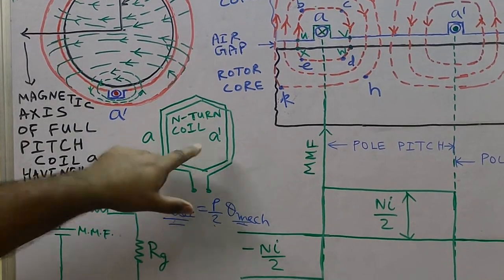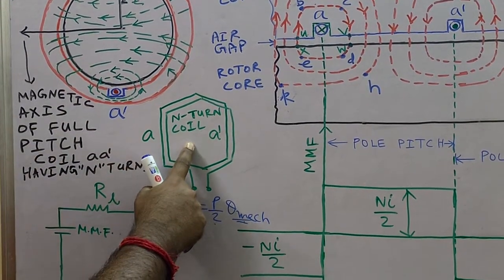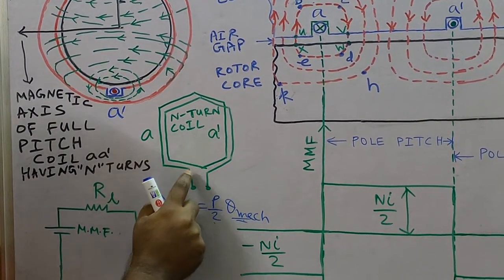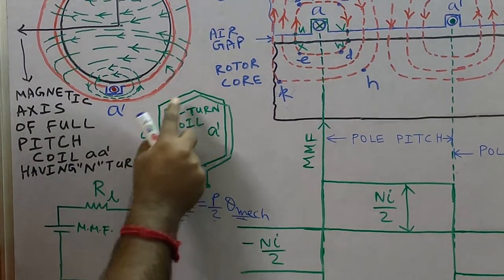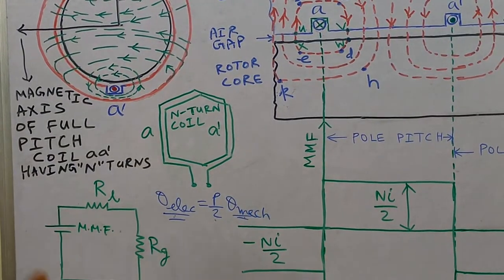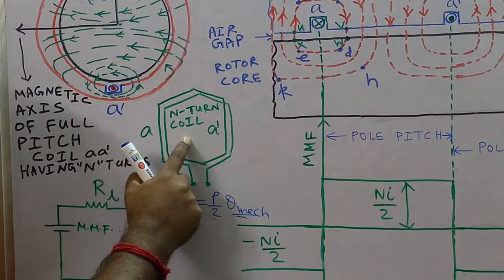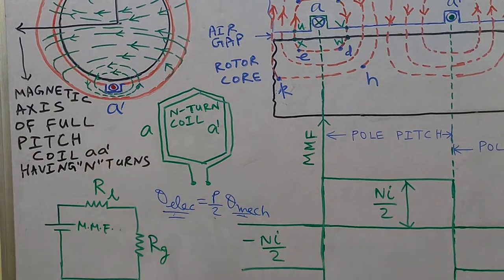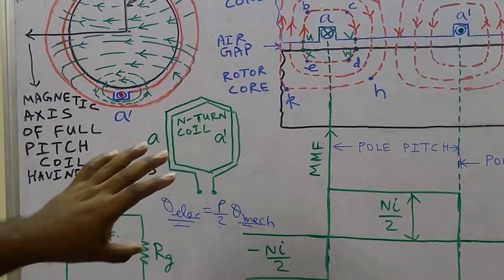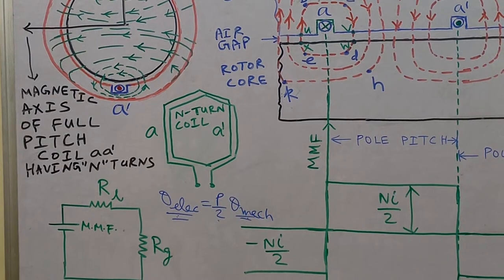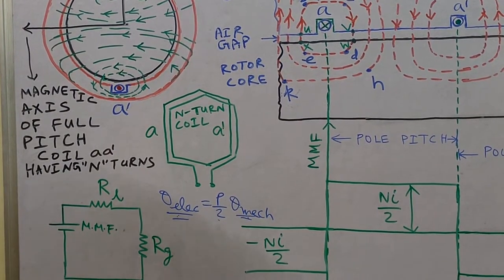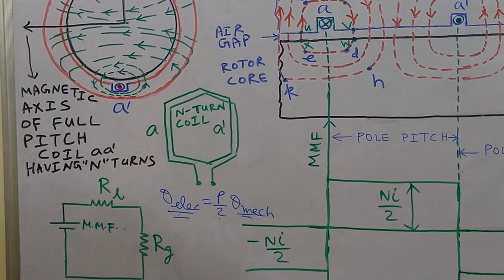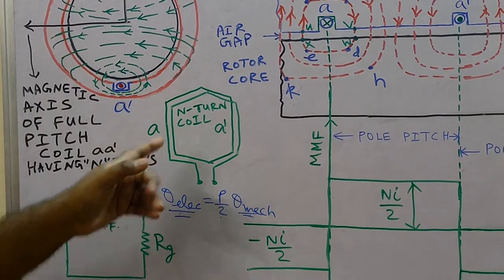So in general, if this coil is an n turn coil, in that case there will be n number of turns. That means the number of coils is only 1, but this one single coil has got n number of turns. So we call it a multi-turn coil. We are interested in finding the nature of space variation of magnetomotive force for a single full pitch coil, and that single full pitch coil happens to be a multi-turn coil. Let's say it is an n-turn coil.